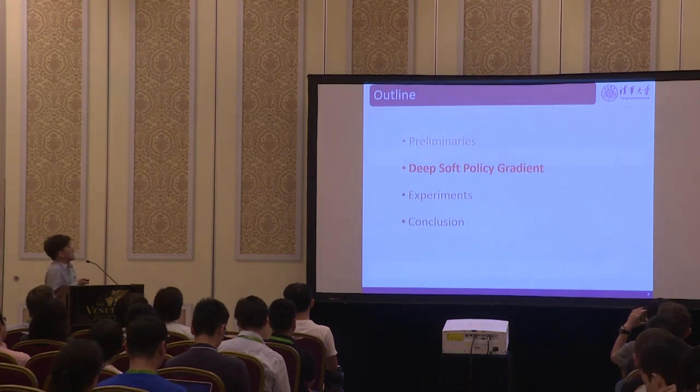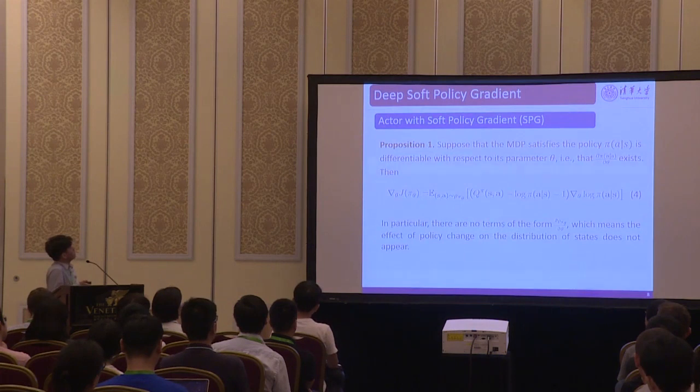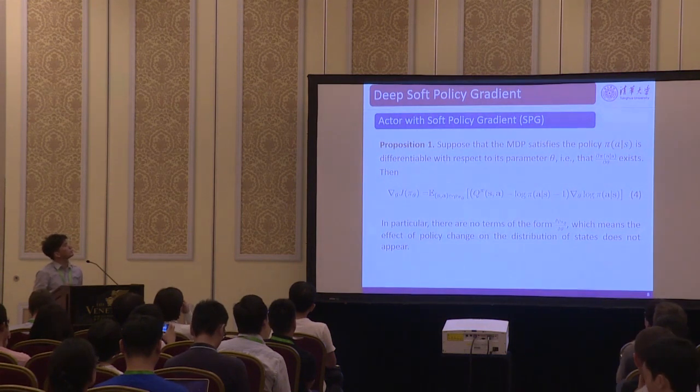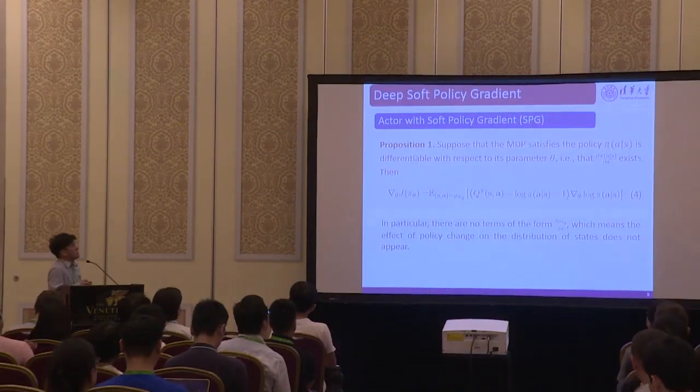That's the first part, and now let's turn our attention to the second part about our proposed deep soft policy gradient method. The first contribution I would like to talk about is the soft policy gradient. Specifically, suppose that the MDP satisfies that the policy pi is differentiable with respect to its parameter. Then the soft policy gradient can be obtained as shown by equation 4.